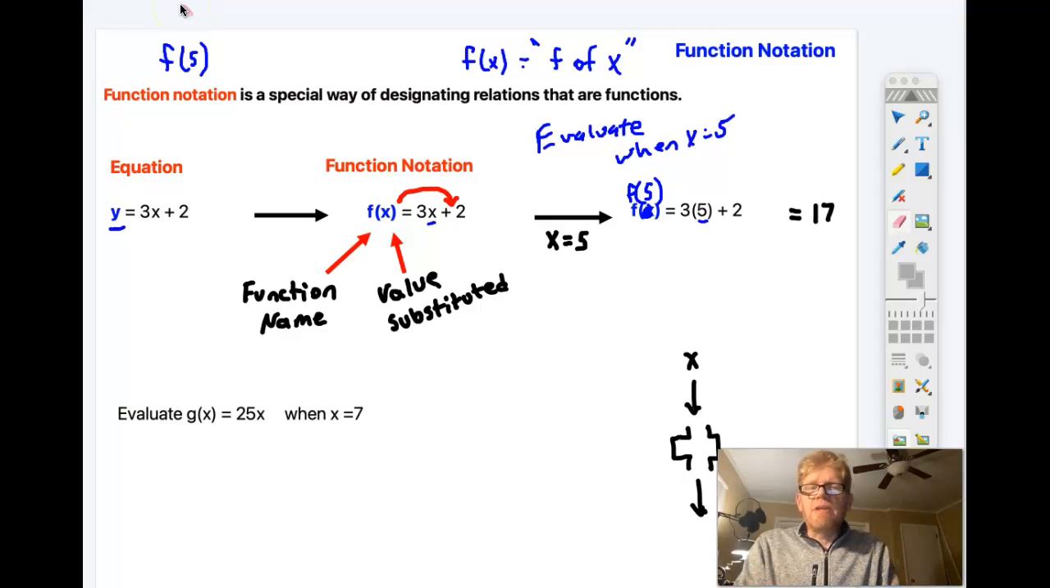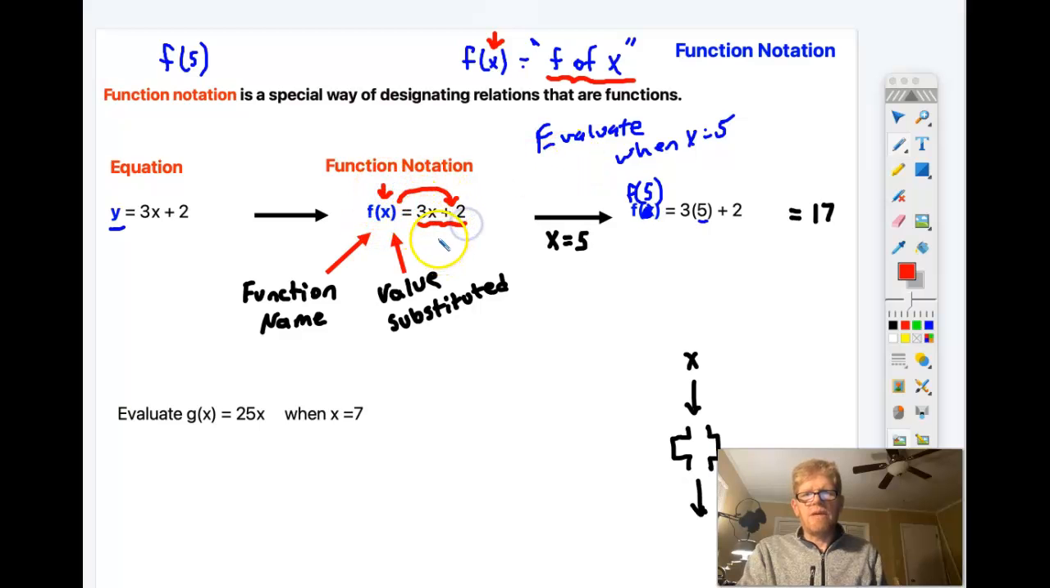So for today's assignment, we're going to look more at functions. And you'll remember, again, this is a bit of a review, that we write a function as f of x, and the x is what goes in, and then what comes out is whatever is on this side of the equal sign. So here we have x going in, and 3x plus 2 going out.